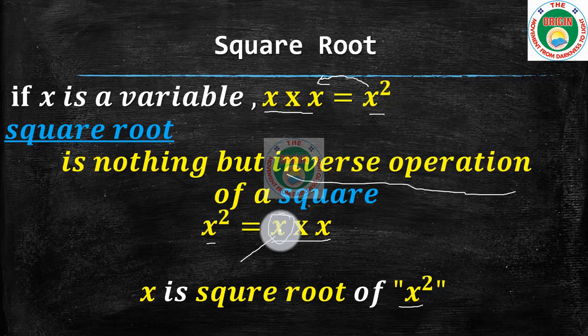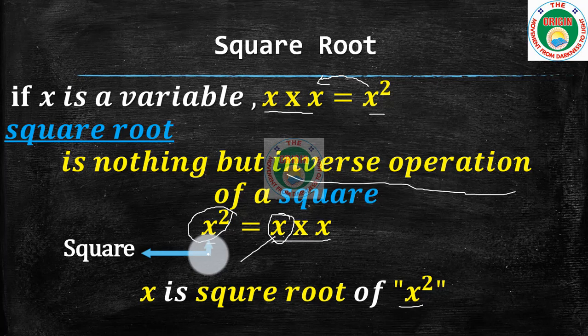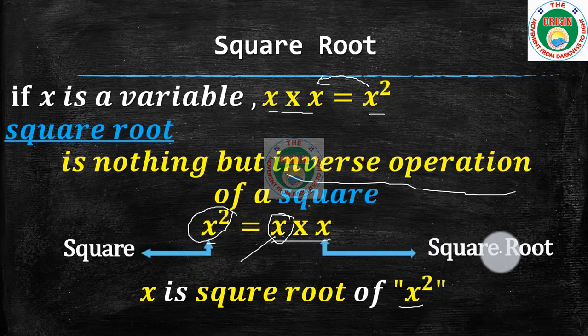Look here. Under the square, we explained x square is the square of x. Under the square root, x is the square root of x square. X square is the square and x is the square root. Both are the same x, but I mention it here as the square root.